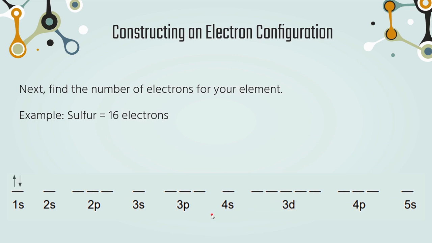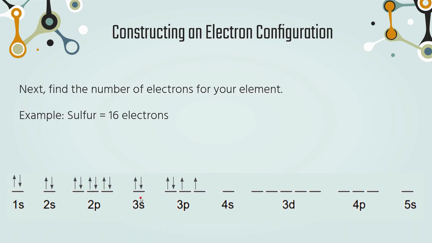1, 2, the first 2 are paired. 3, 4, the second set are paired. 5, 6, 7, 8, 9, 10. So we're still not there, but we have a full 1s, full 2s, and full 2p. We need 6 more electrons. 1, 2, 1, 2, 3, 4. And that gets us to 16 total electrons for sulfur.